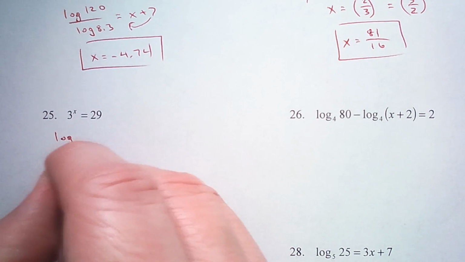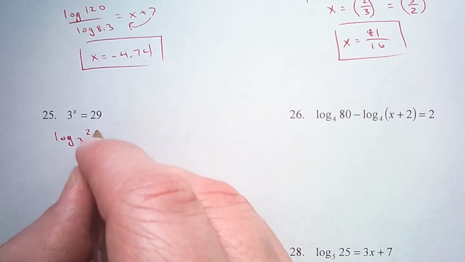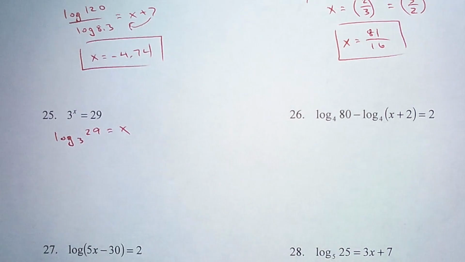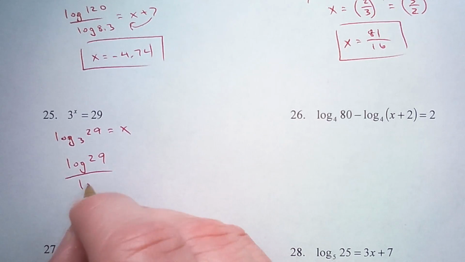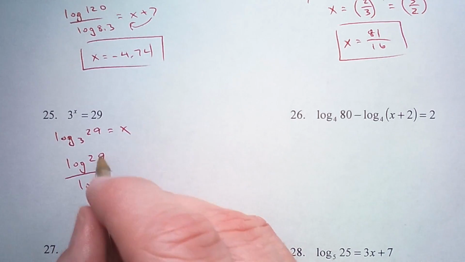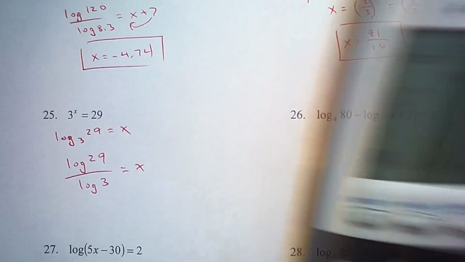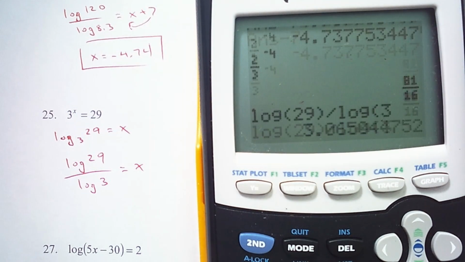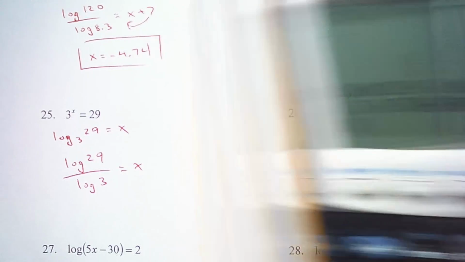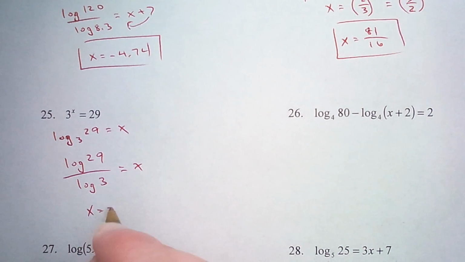Okay, next let's change this to log form. Log base 3 of argument 29 equals exponent x. Change of base formula, log 29 over log 3. Log of the argument over log of the base. Log 29 divided by log 3 is 3.07.